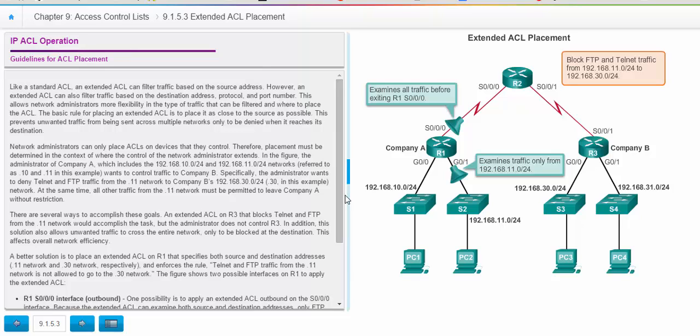And you can only place ACLs on devices that you can control. Okay, so therefore, placement must be determined in the context of where the control of the network administrator extends. Okay, you can't put an ACL on a device that you don't have control over. Okay, I know that seems common sense, but it needs to be said. So you can only put ACLs on devices that you control.